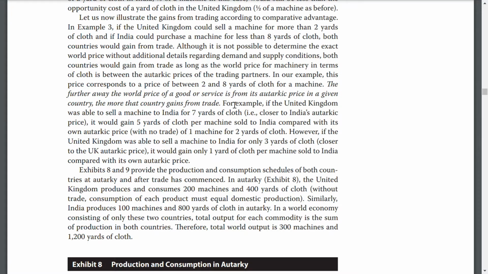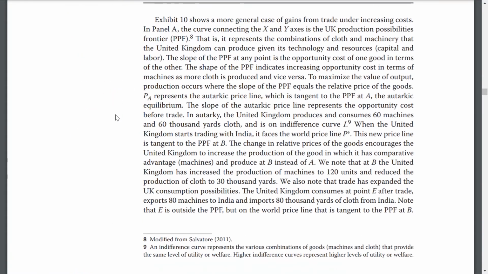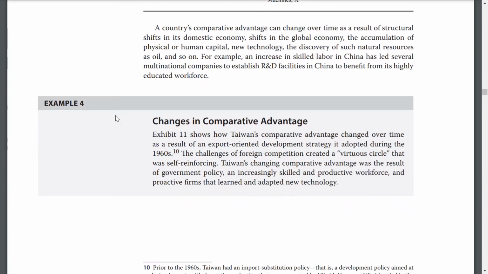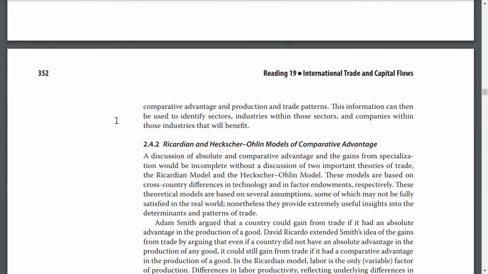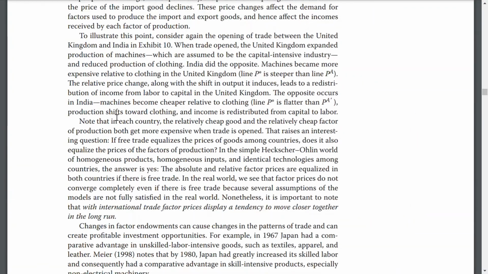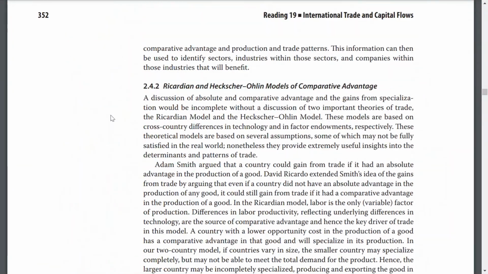However, so this is literally just comparative and absolute advantage. Okay, shouldn't be that hard to understand. And what is this part about?